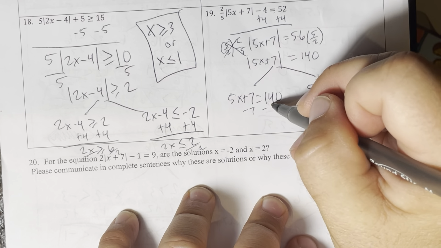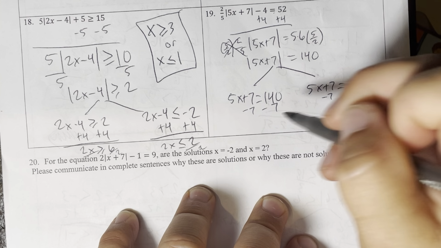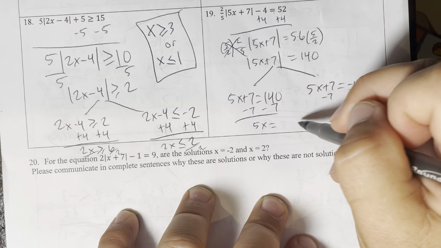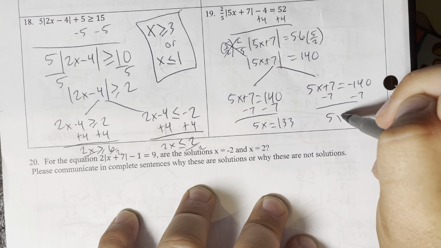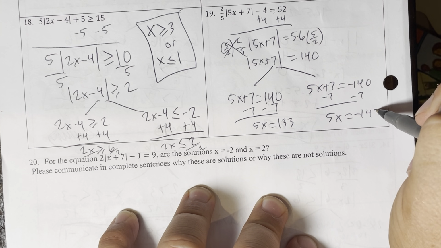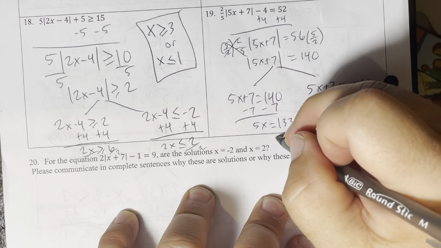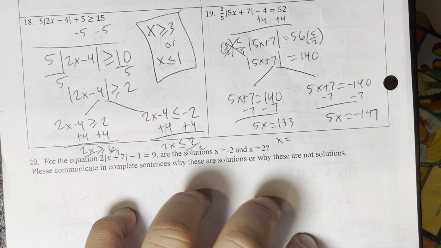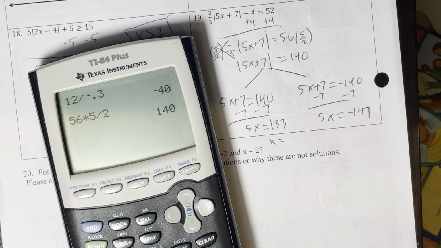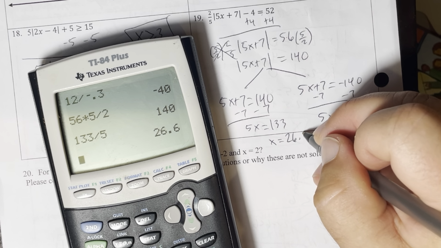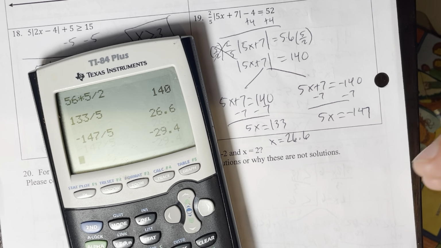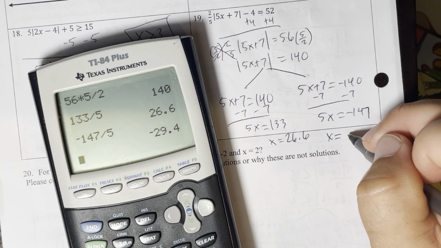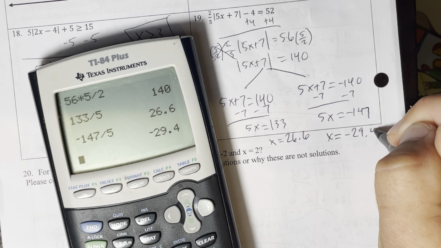We'll subtract 7. So 5x is equal to 133, and also 5x is equal to negative 147. And then I'll go ahead and put these in the calculator as well, but we have 133 divided by 5 to get 26.6, and we have negative 147 divided by 5, which is negative 29.4.